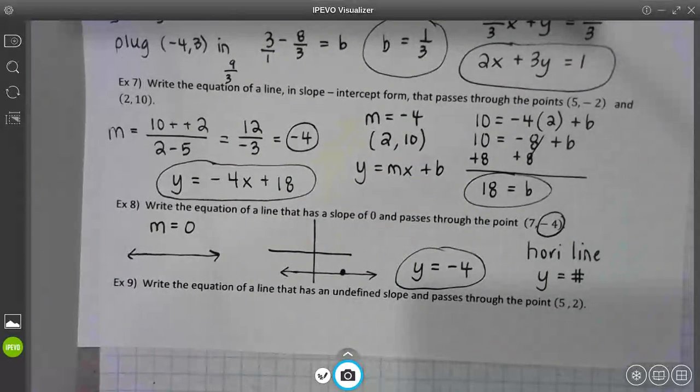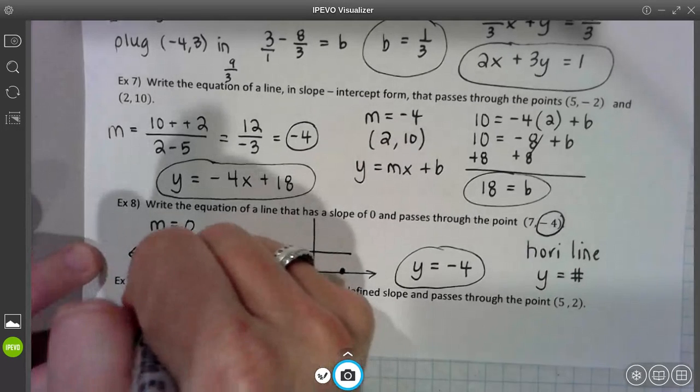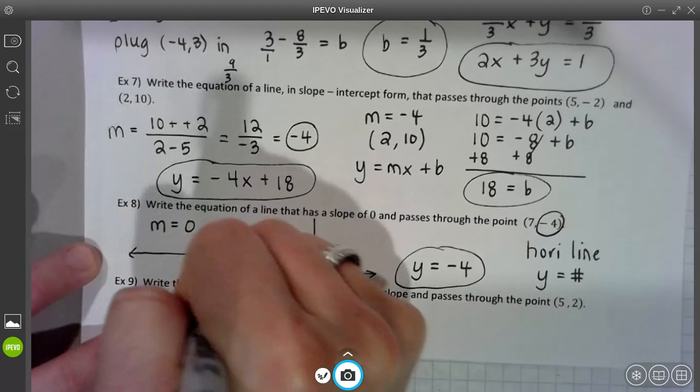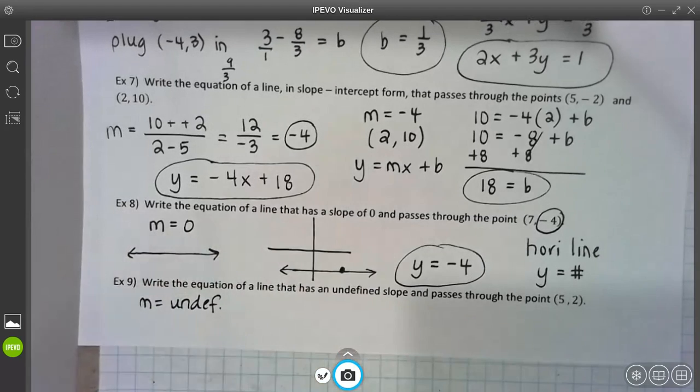So guys, example 9 says, write the equation of a line that has an undefined slope and passes through the point 5, 2. So guys, they did tell us our slope, which is normally a great thing. The problem is when your slope is undefined, you cannot plug the word undefined in for m into a mathematical equation. So we have to reason this one out.